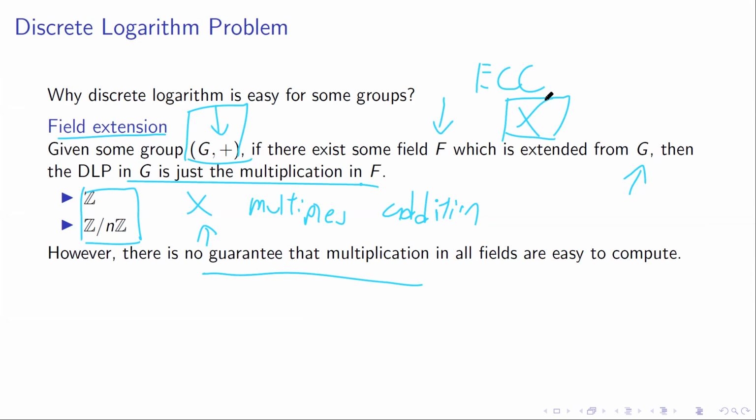It's also very hard. So it's just another thing to note on. But let's say if you really can find some field extension of a group that is easy to compute, then the discrete logarithm problem becomes very easy because of the field extension.